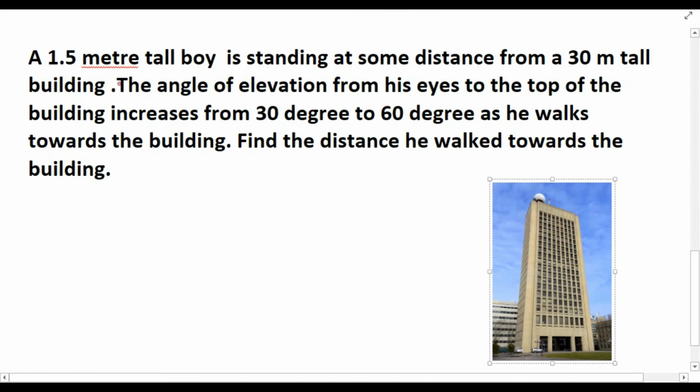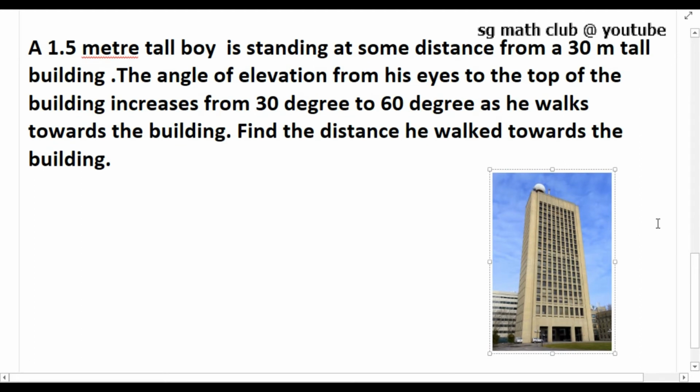Now the third question is, a 1.5 meter tall boy is standing at some distance from a 30 meter tall building. So the height of the building is 30 meter.